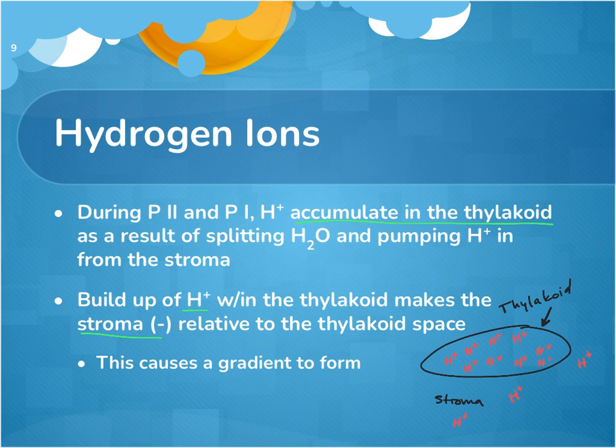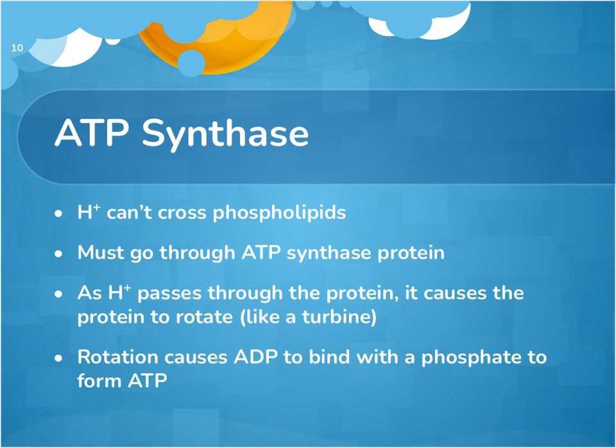Remember, a gradient is when you have different concentrations of dissolved substances. So in this instance, there's way more hydrogen inside the thylakoid than outside of the thylakoid. There is a higher concentration of hydrogen inside the thylakoid and a lower concentration of hydrogen outside in the stroma. Now we're going to talk about an enzyme called ATP synthase. The word synthesis means to make something. So synthase is an enzyme that makes something. We're going to utilize this enzyme and the hydrogen to make ATP.